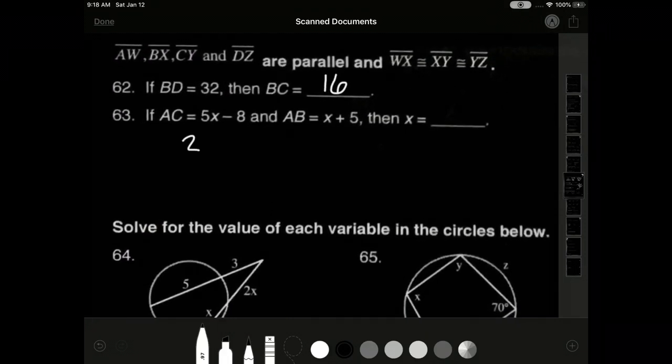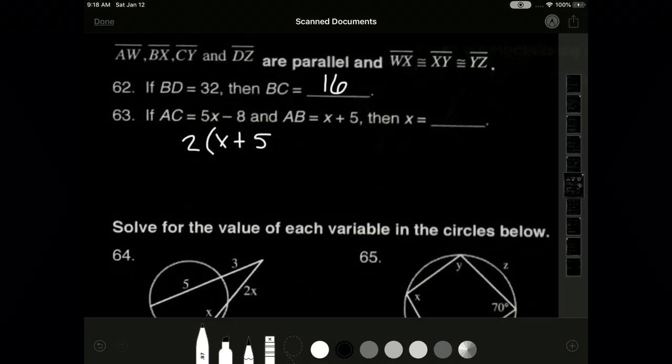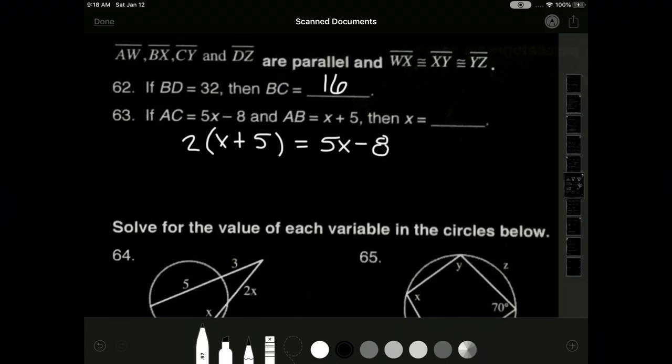So 2 times x plus 5 will equal 5x minus 8. So we get 2x plus 10 equals 5x minus 8.